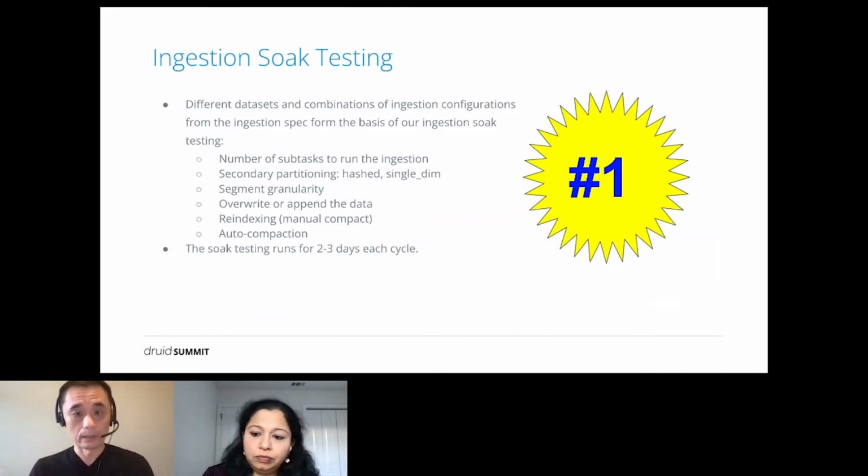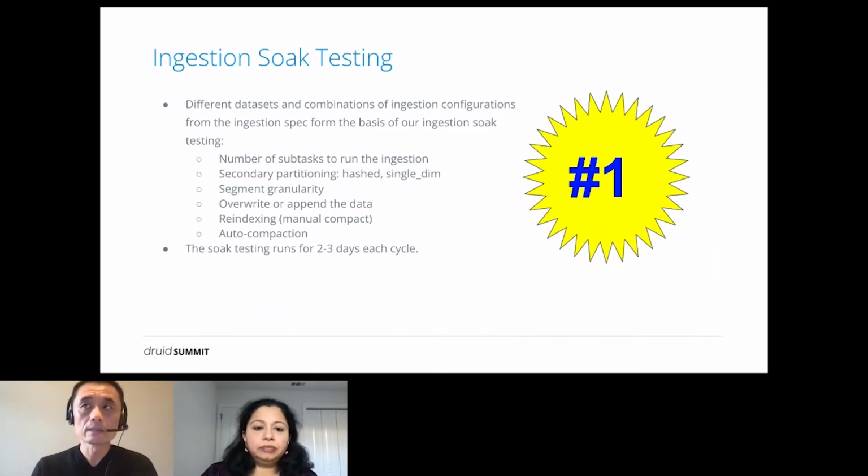And the soak testing nowadays takes around 2 to 3 days each cycle. Even though each soak test is by default more of a functional test, if you put them all together and they run for 2 to 3 days, they actually serve as stress testing as well, because we just keep beating on Druid with these tests for 3 days and see if Druid still stands up. If there's any memory problem, like a memory leak, that would kill Druid in a sense.